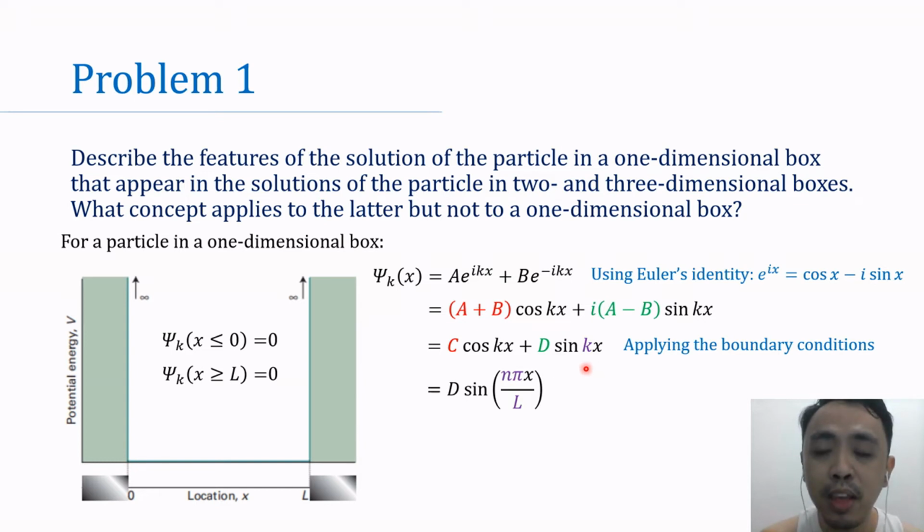Furthermore, it must be noted that the k value has been computed here. k is then equal to n pi over L. L, of course, is the length of the box, and the variable n represents the principal quantum number.